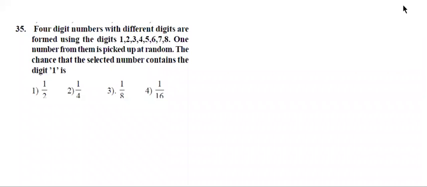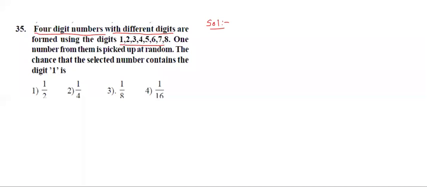In the previous class we completed level 2, problem 34. Now this is problem 35. Read the question carefully. Four digit numbers with different digits are formed using the digits 1, 2, 3, 4, 5, 6, 7, 8. One number from them is picked up at random. The chance that the selected number contains the digit 1 is?